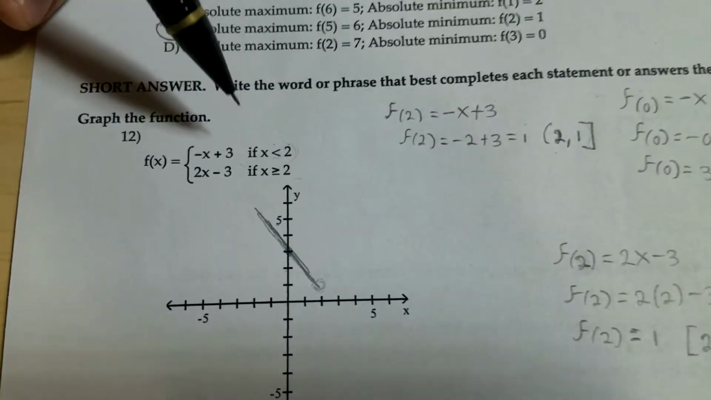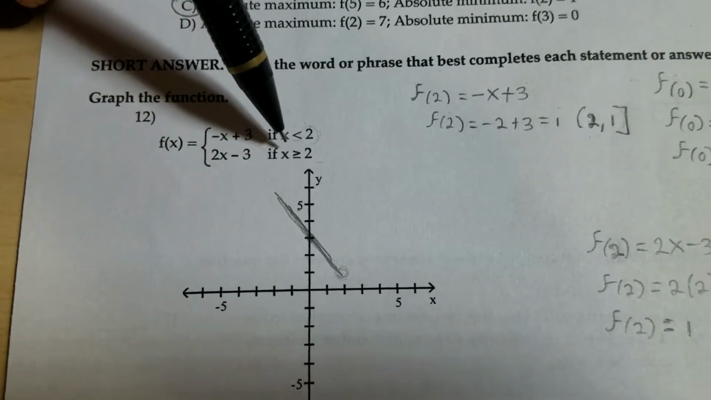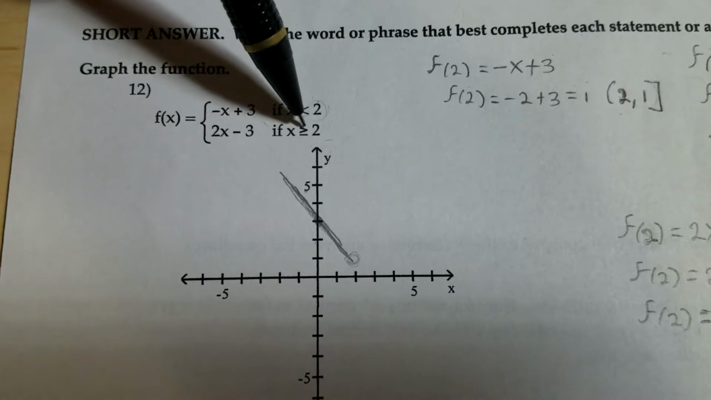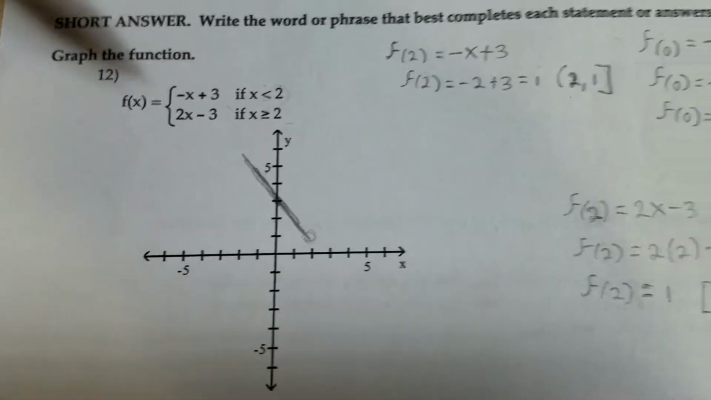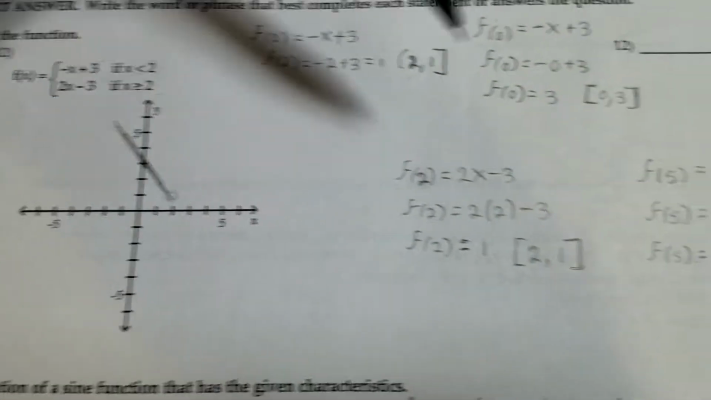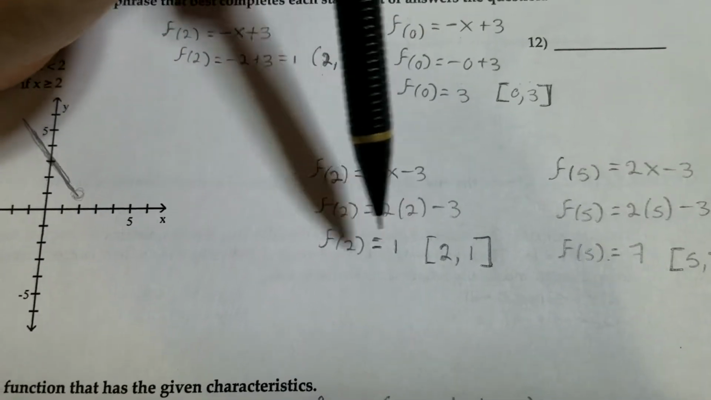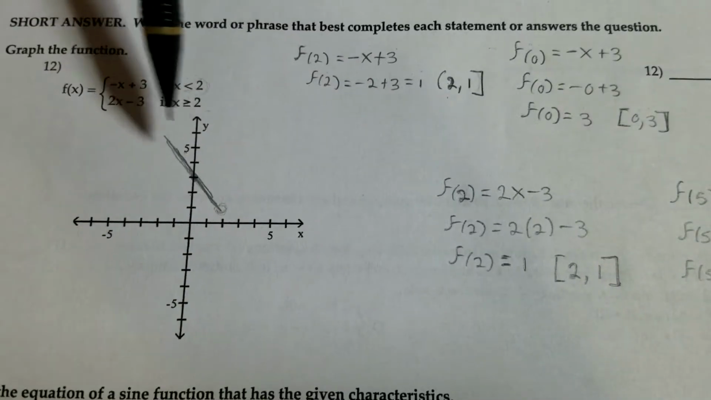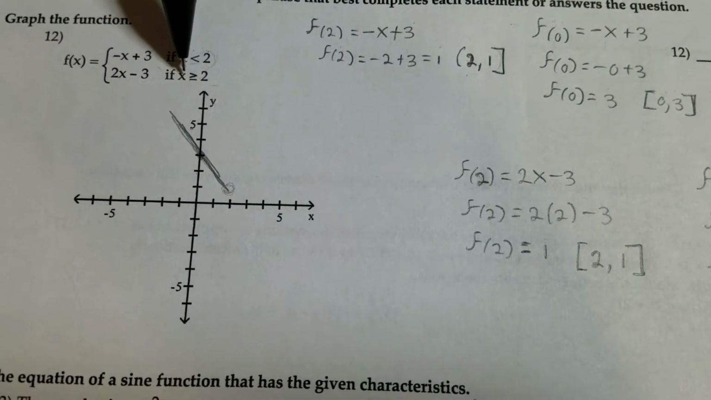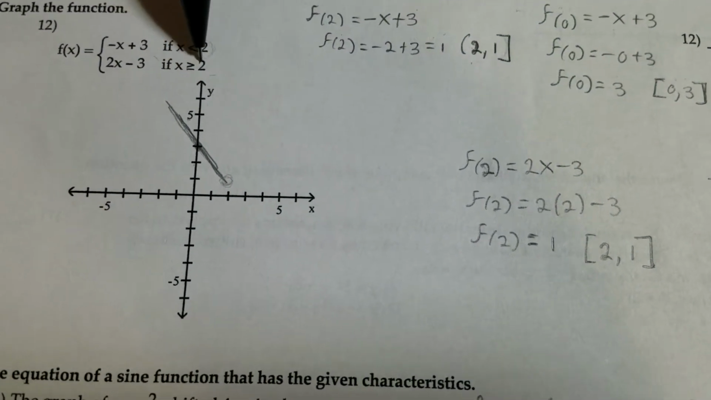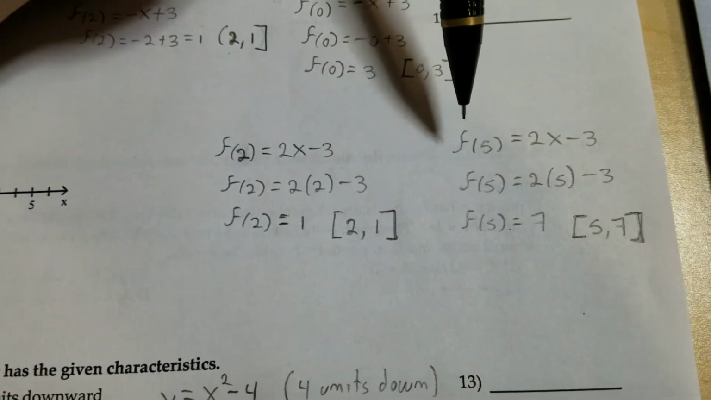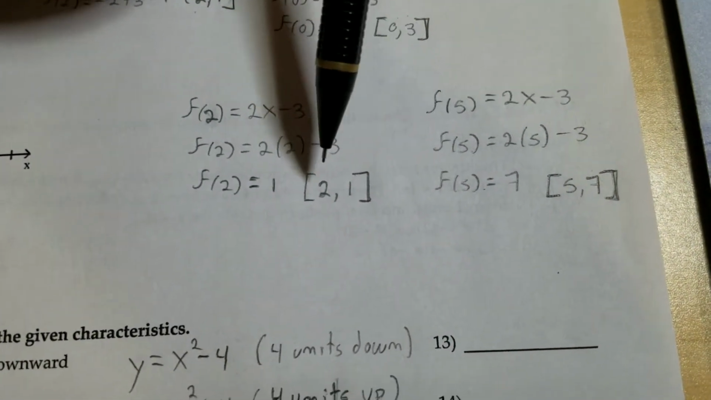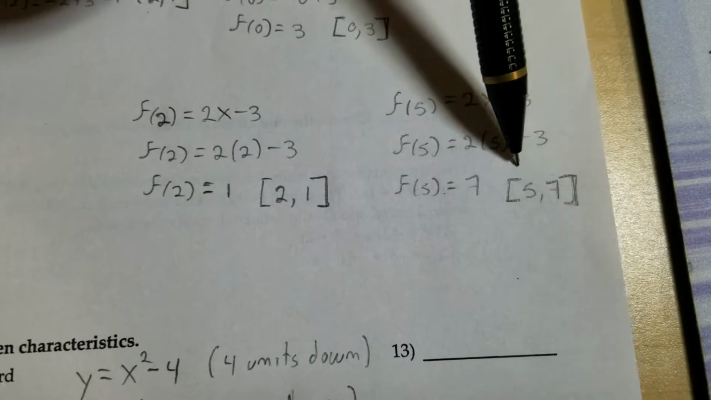Now the second part will be the same thing. Just look at the values. Your values are going to be greater than or equal to 2, so I'm going to start at 2. When you start at 2 and you replace it, you will end up with 2, 1. Then use any value that you want as long as that number is greater than 2. This time I wanted to use 5. So my points will be 2, 1 and 5, 7.